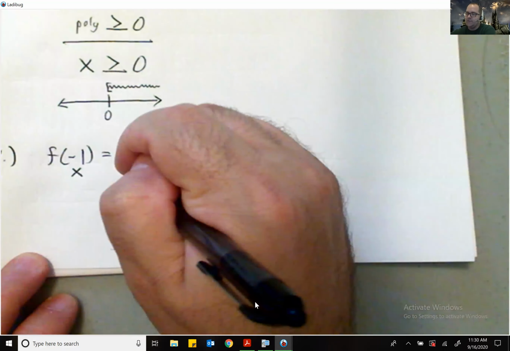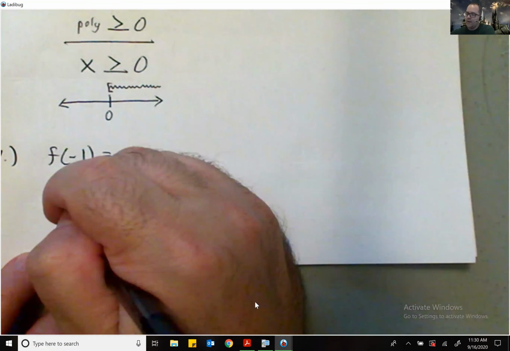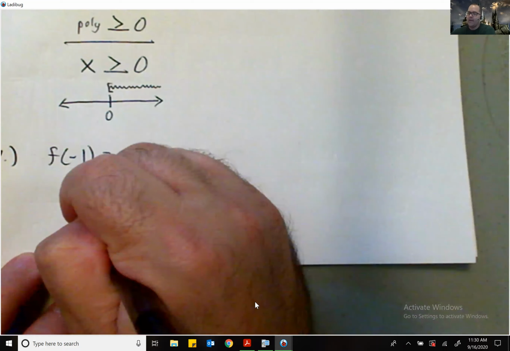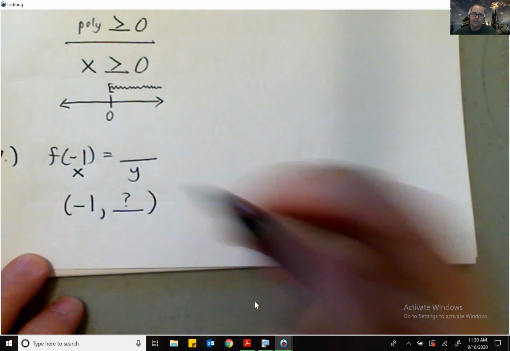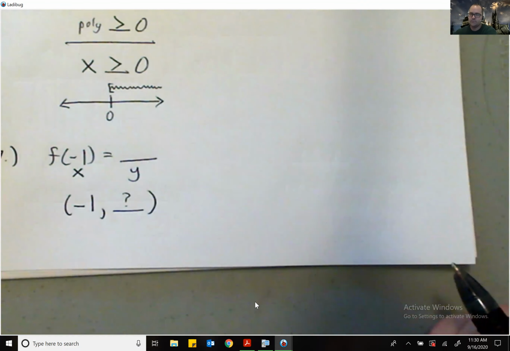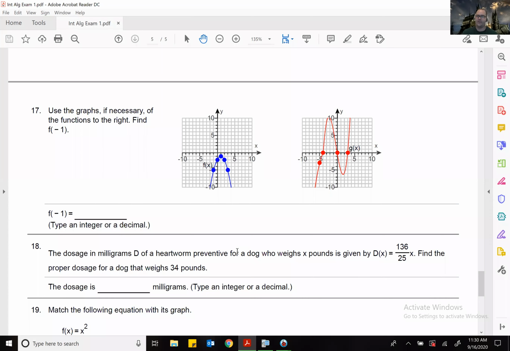They want you to find Y. So in other words, they're asking you, what is the point when X is -1? They want to know Y. Does that make sense? They're telling you what X is. They want you to tell me what Y is. So we go back to our graph. X is -1, so that's right here. Where's the point? Where is it down at? What number?